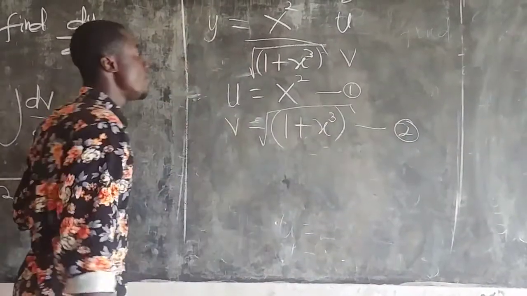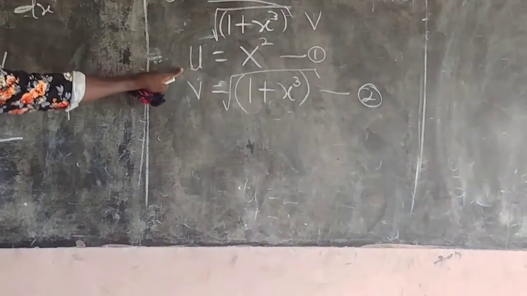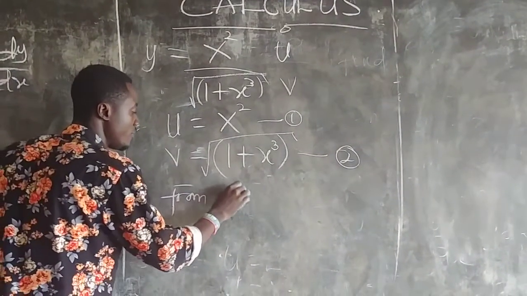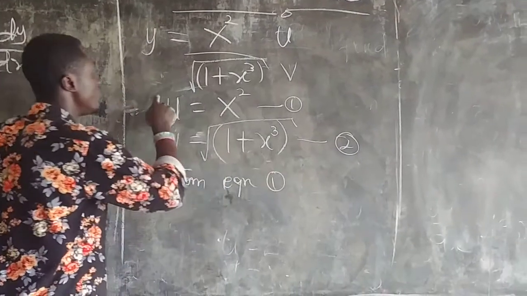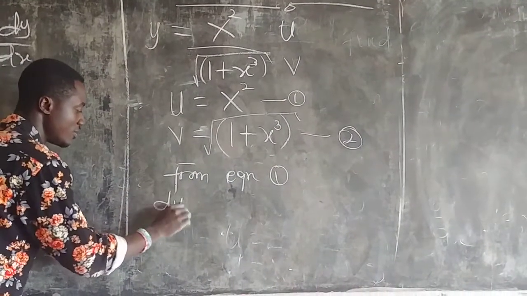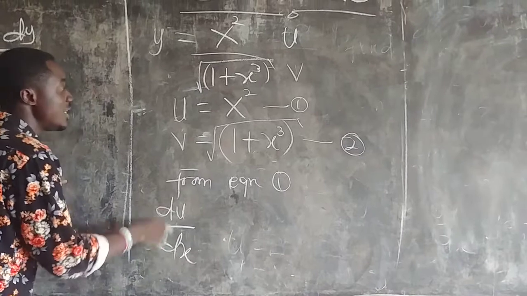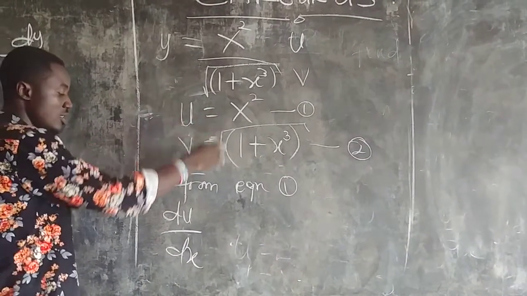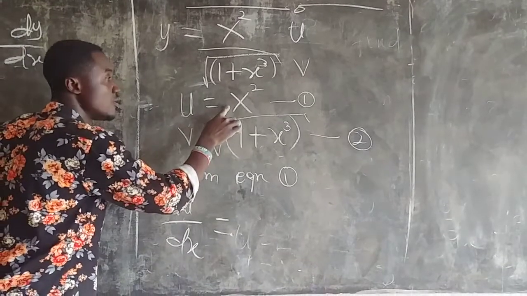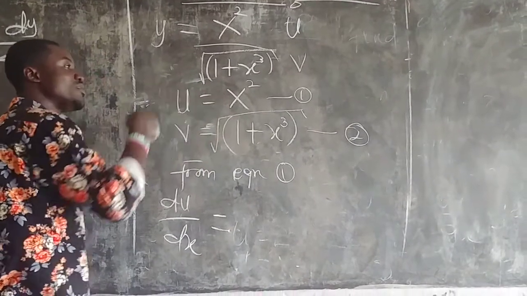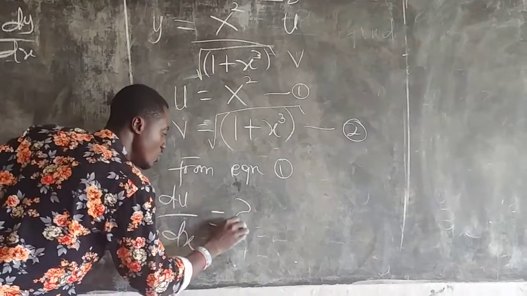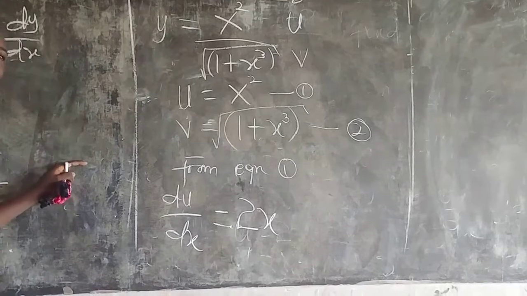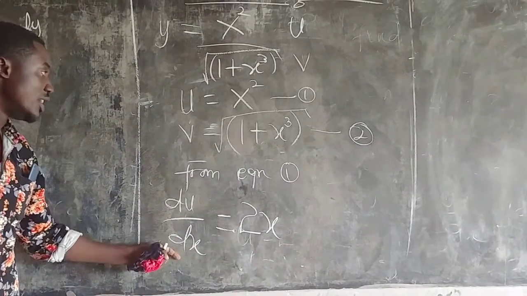As equation 2. So from equation 1, du/dx means that you are differentiating u with respect to x, which will be equal to the exponent times the coefficient of x. So 2x, and the exponent will reduce by 1. That is for du/dx.